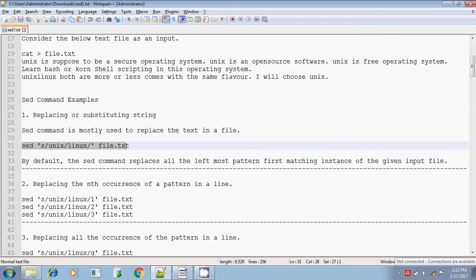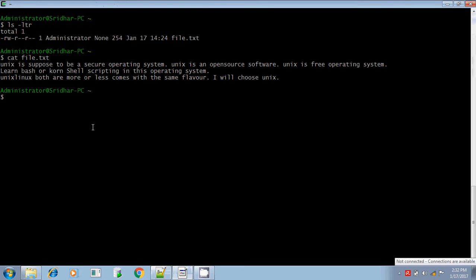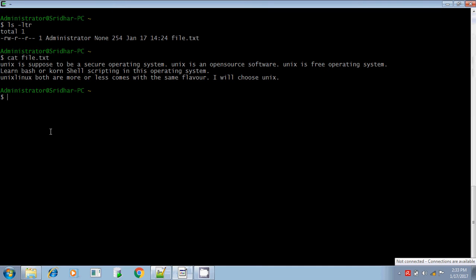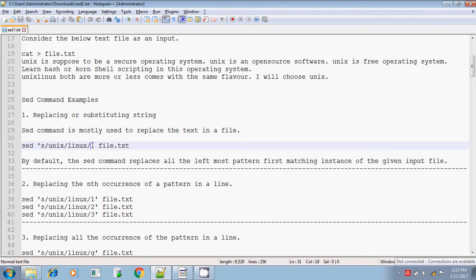But here I didn't mention that G parameter, so it will be replaced only for the first available pattern. It will search for the pattern. In the first line it will search where the Unix is, where it is in the first line. Here it is. So this first matching instance will be replaced. Is there any other Unix here? Yes, here there is one more Unix, but this will not be replaced because we didn't give anything here.